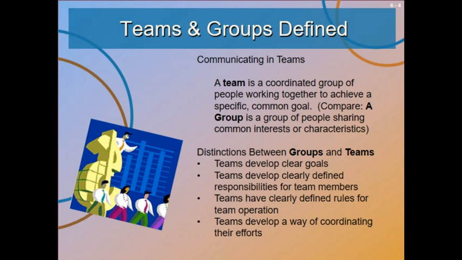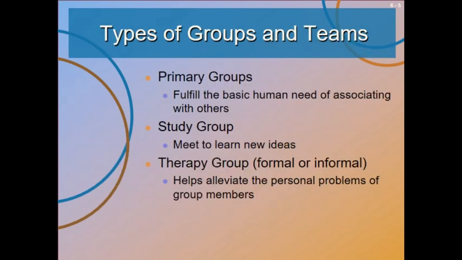In terms of groups, we have several different types of groups. We have what they call in the literature primary groups. And this really goes back to the very beginning of this class when I talked about the necessity that humans have to mingle with each other for a sense of connection. And that's really where primary groups come in. We might have a study group where we meet to learn new ideas. This, of course, universities are inherently a large set of study groups.